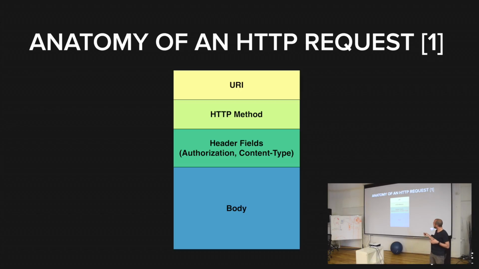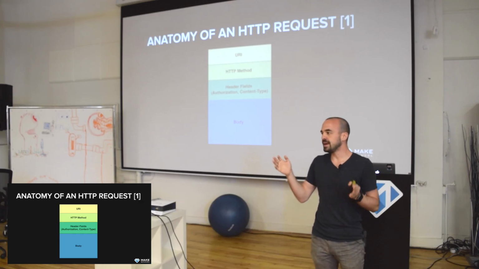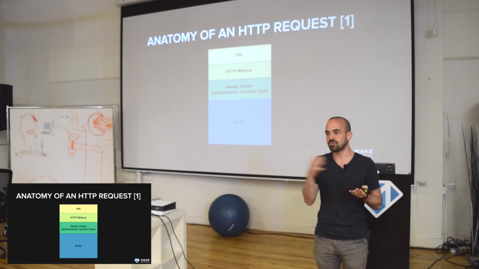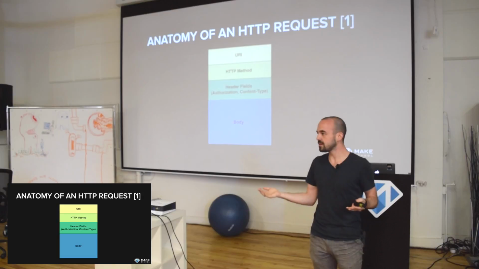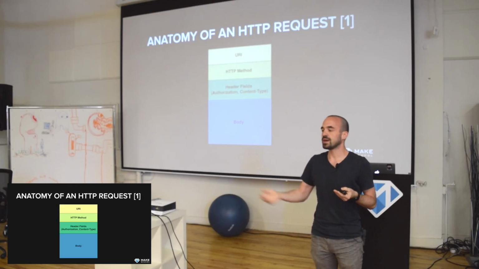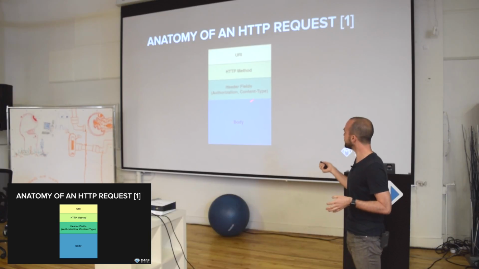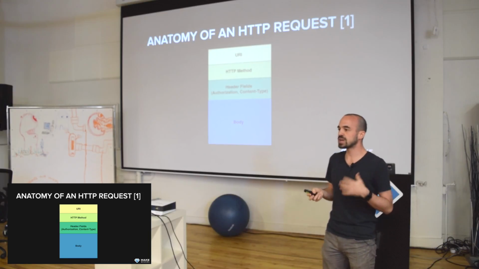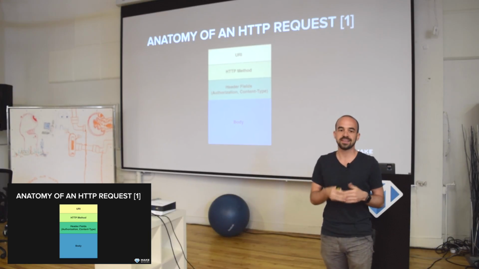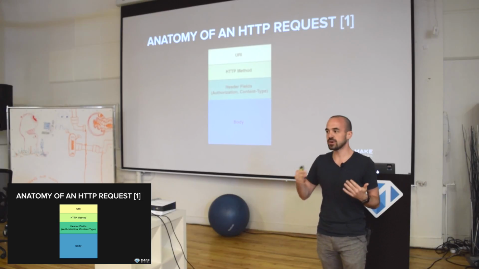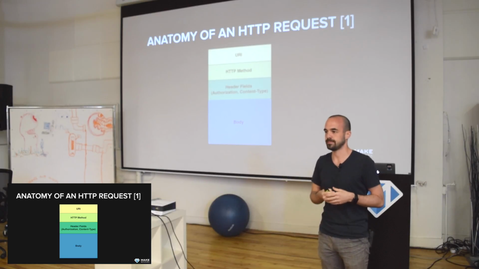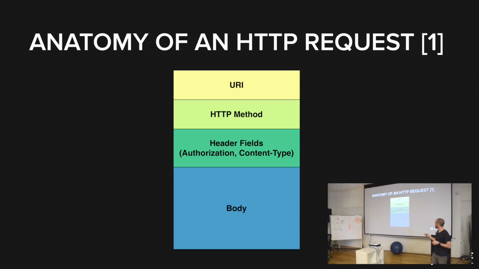And another one that is often used is the content type header field. So HTTP can basically send and retrieve a lot of different types of contents. You can upload images, you can upload text, you can upload JSON documents. And the content type header tells the server which type of content the client is sending to the server, so that the server knows how to parse that information. And optionally, you can also send a body as part of this HTTP request.